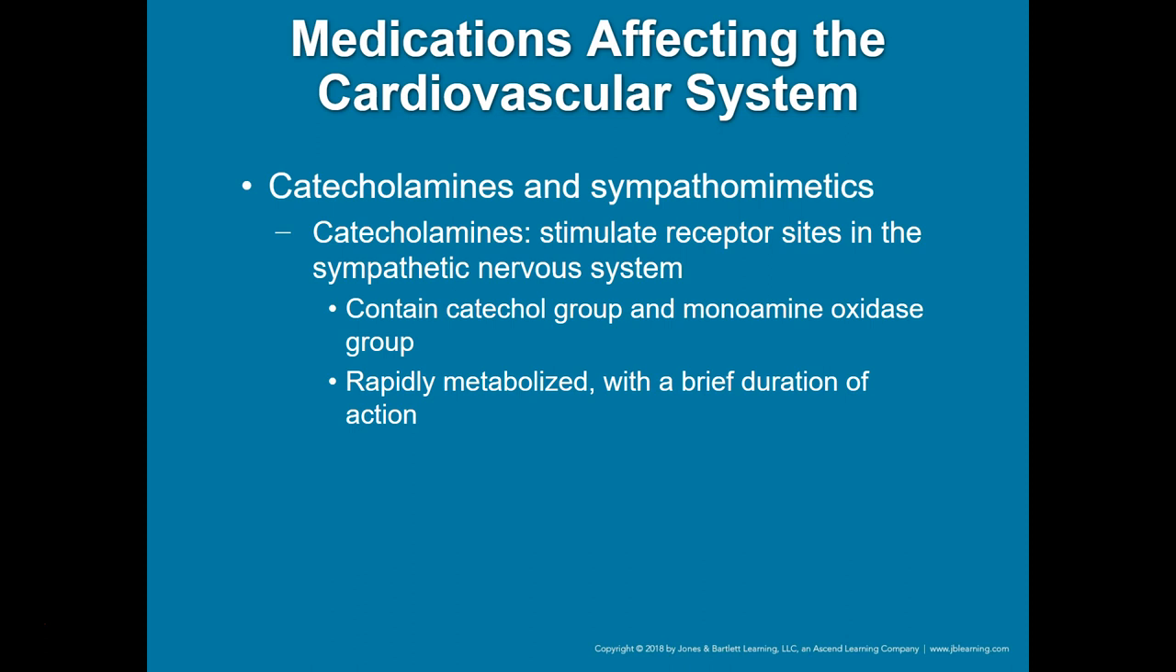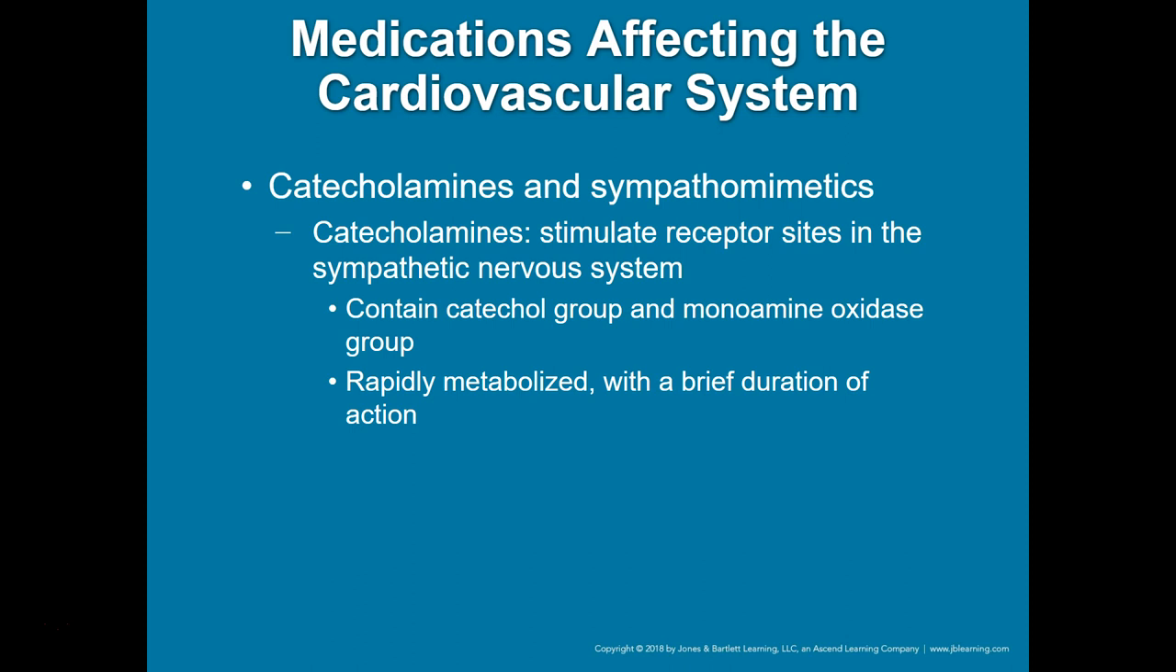Catecholamines and sympathomimetics. Catecholamines stimulate the receptor sites in the sympathetic nervous system, that fight or flight system. They contain catechol group and monoamine oxidase group. They are naturally occurring chemicals in the body. Like we said, epinephrine is a big one of those. Rapidly metabolized with a brief duration of action.